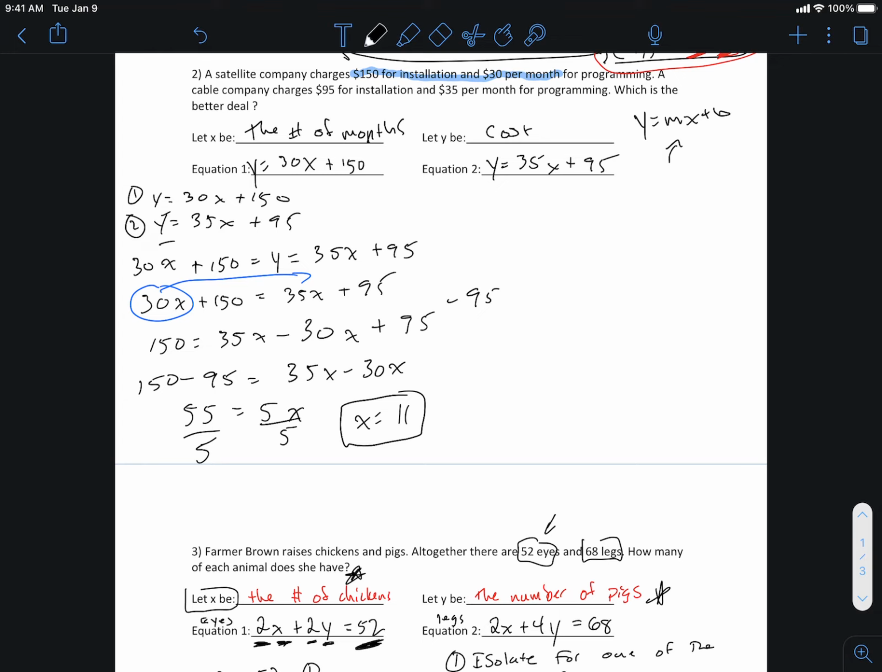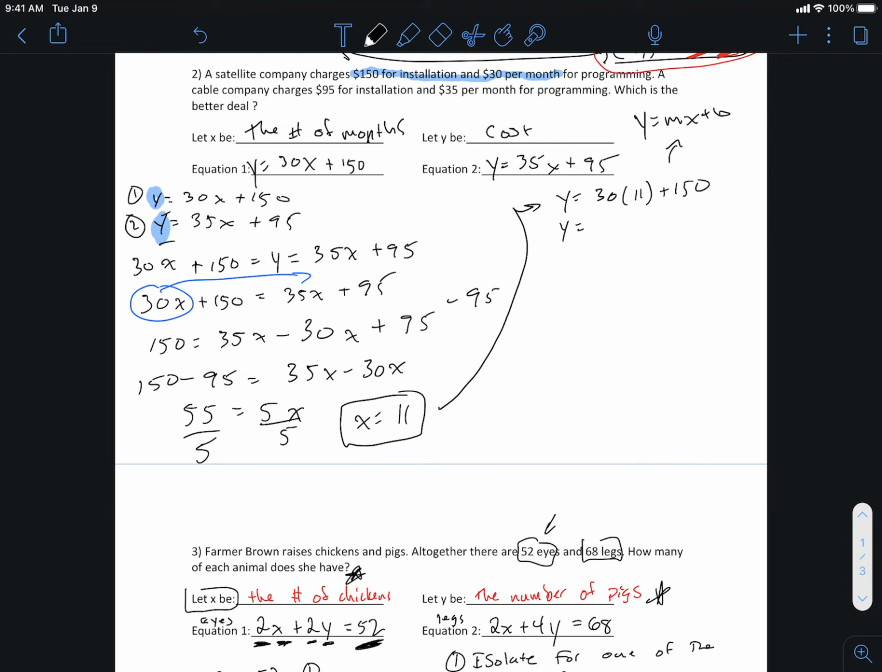Okay. Remember what x stands for, right? It's the number of months. So I've now found x. You can pick either of these two equations up top here to solve for y, because they're both y equals. So you just bring this up here and you go y equals 30. I'm going to pick the first equation, times 11 plus 150.